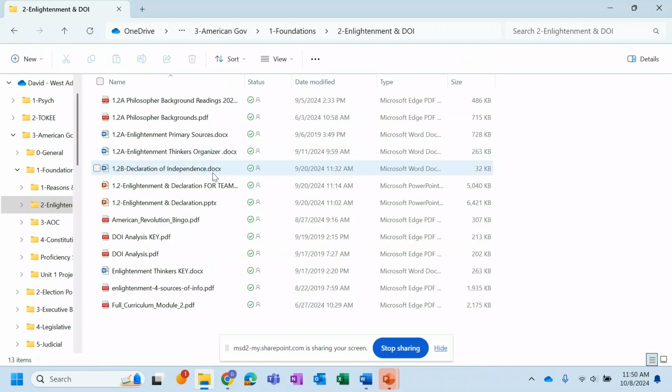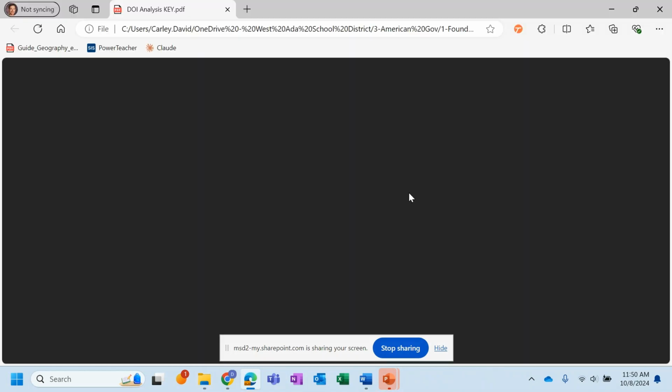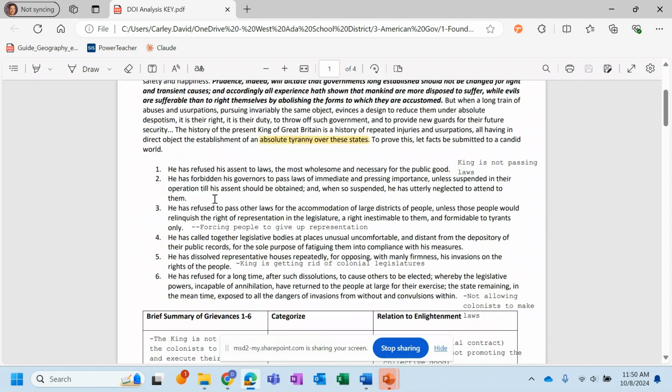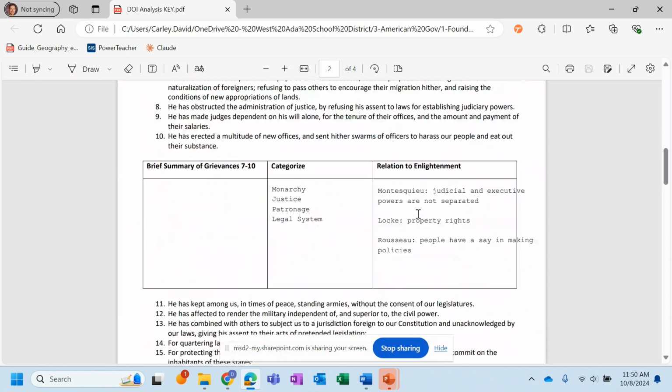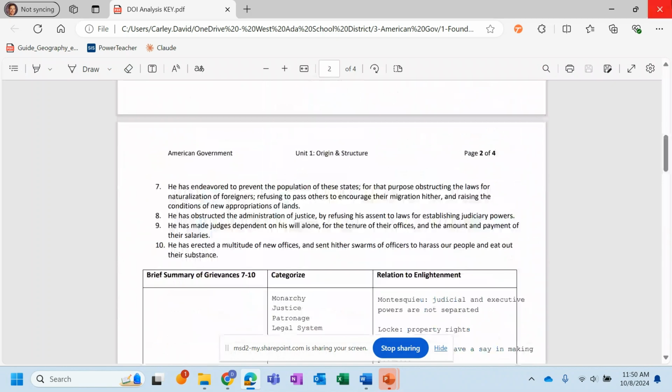So one, I put this on Teams. There is a key to this Declaration of Independence. If I can find it, there it is right here. It looks like this. Basically, we went through and identified different parts of the Declaration of Independence that related to different parts of the Enlightenment and the Enlightenment ideas, and we filled it out. So go check that out if you haven't. You should have your own, but that's a good thing to check out.